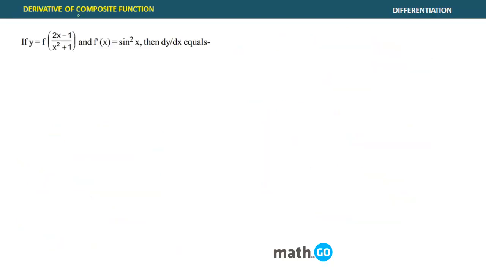Okay, now let us understand the derivatives of composite functions. So we know that composite functions are something like f of g of x, right?